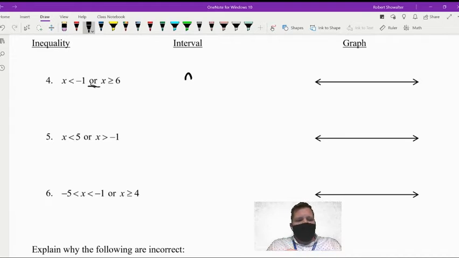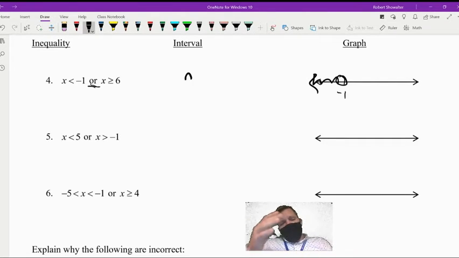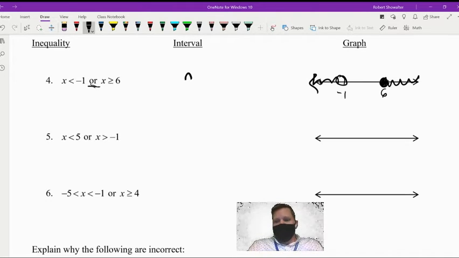So here we go. The first one says x is less than -1. So I'm going to drop -1, and we want x to be the shaded to be less than that, which would be to the left of an open circle. And we have x is greater than or equal to 6. So we're going to drop in 6, and greater than or equal to, it's going to be a closed circle. And that is greater than, so that's to the right on the number line, okay?